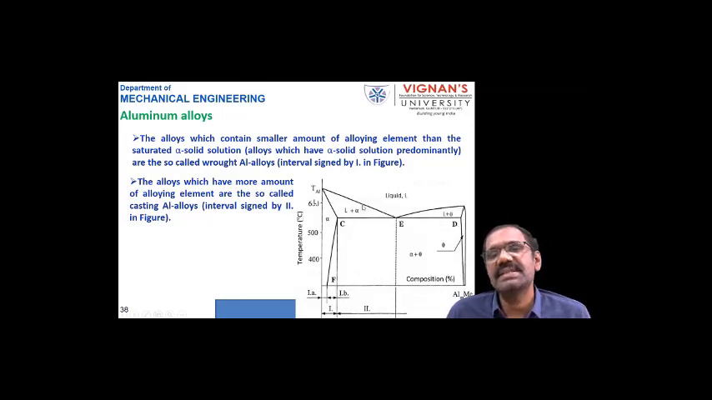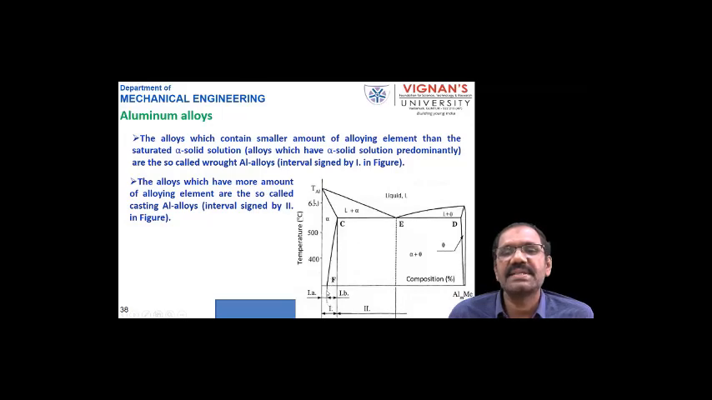So this is just like a partial eutectic system. Here you have the alpha, here you have theta. You will see the pure aluminum only at this line. It melts at 660 degrees Celsius. The alloys which contain a smaller amount of alloying element than the saturated one form the alpha solution. See this one, this is the alpha phase.